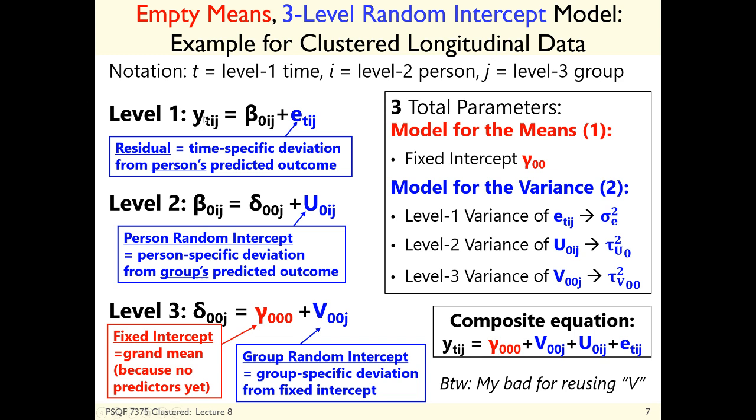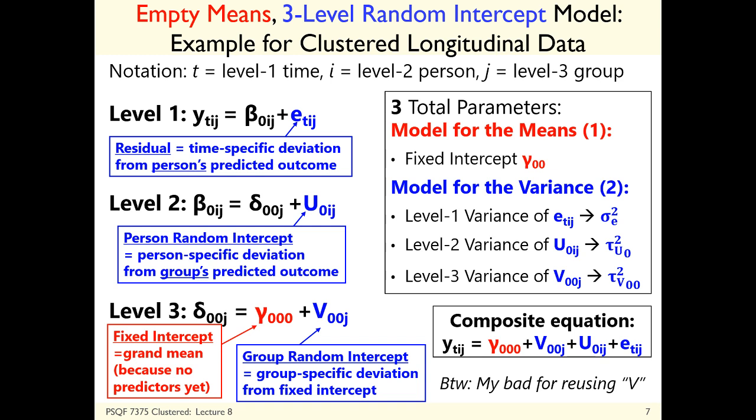All right, level 1, Y_tij. Beta placeholder plus e. That part's the same. Level 2 is different. Beta placeholder equals another placeholder. This is delta. So beta 0 is the level 2 intercept placeholder. Delta 00j is the level 3 intercept placeholder, which comes down here.